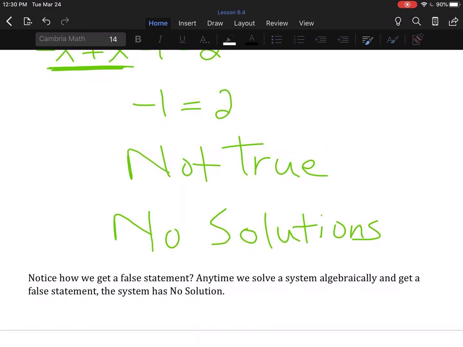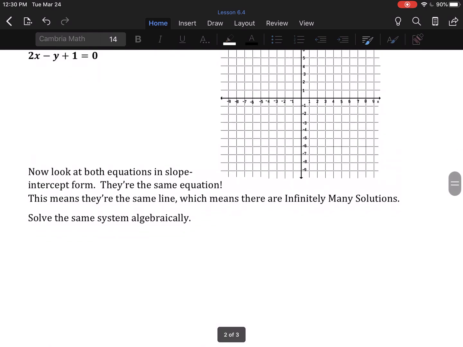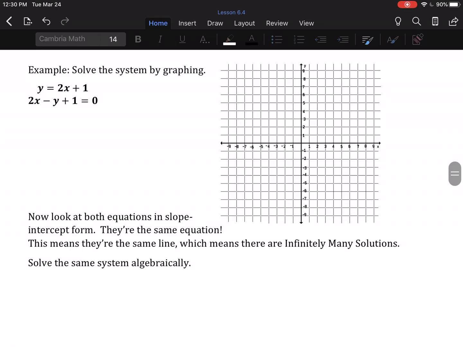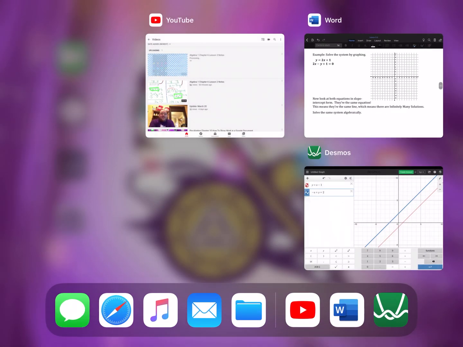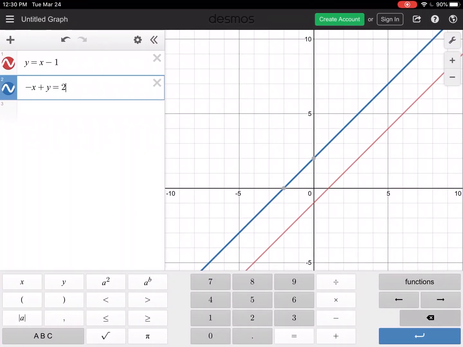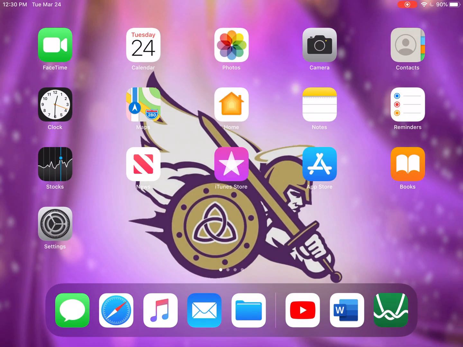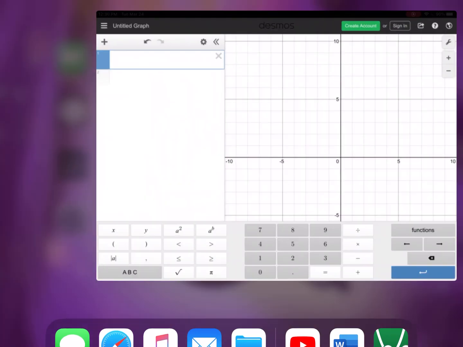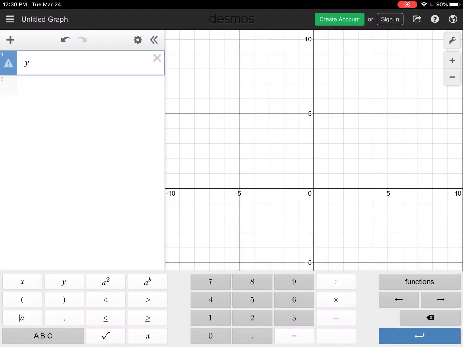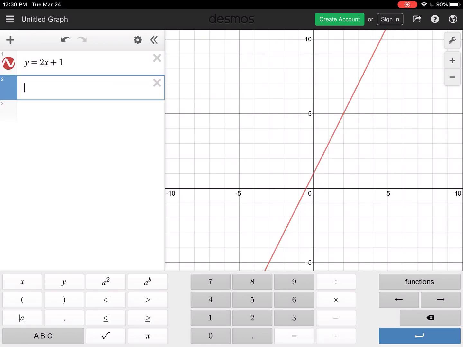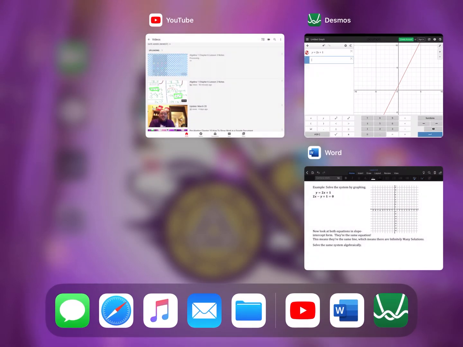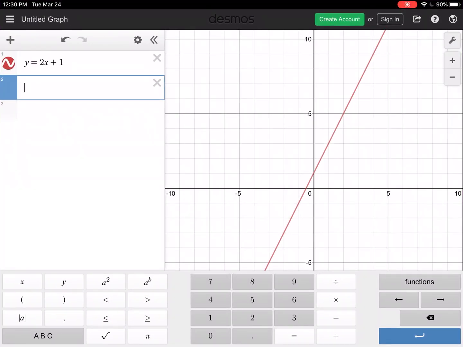And that's right here. So, solve by graphing. Pop back over to Desmos, clear this stuff out. We have y equals 2x plus 1. And we also have 2x minus y plus 1 equals 0.